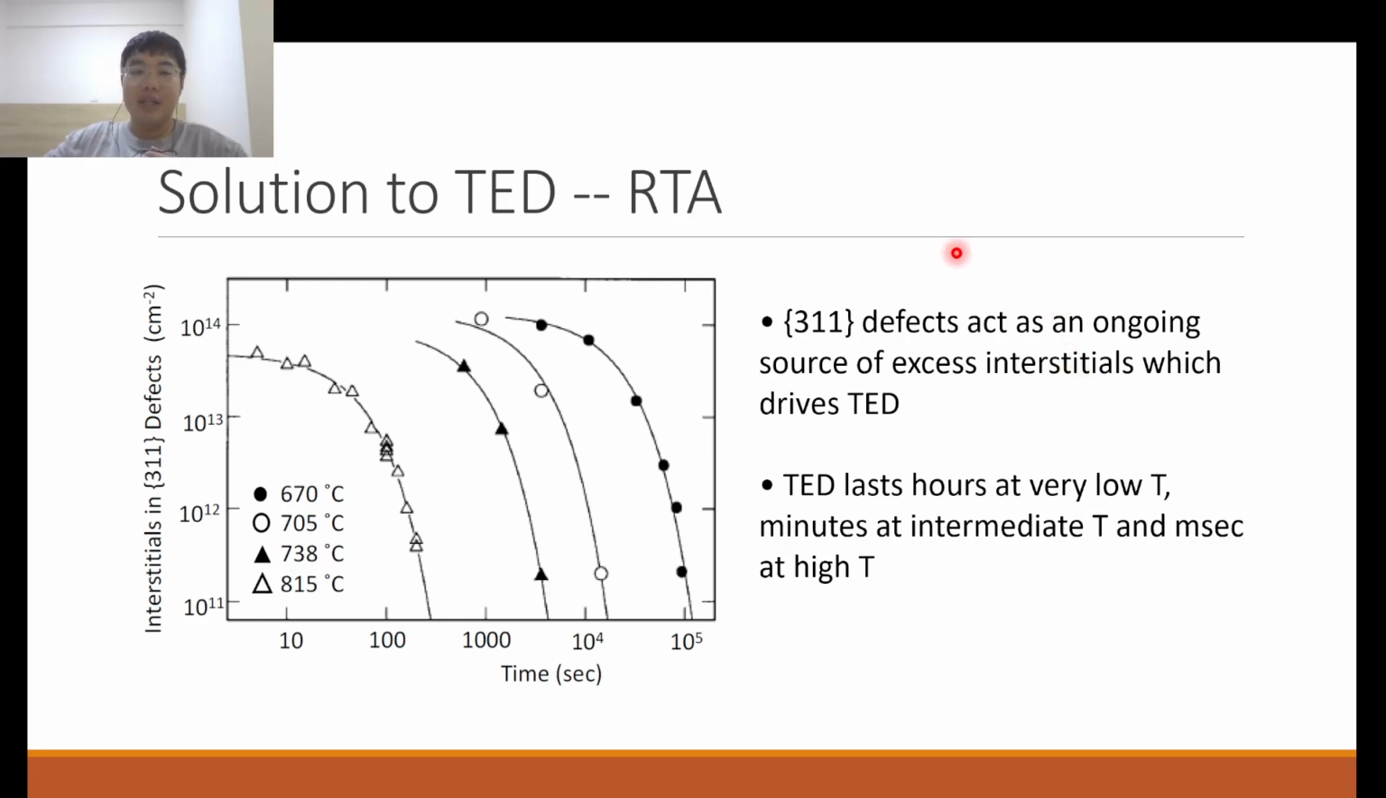We use rapid thermal anneal. We do the annealing step at a much higher temperature, but for a much shorter time. The reason is that at higher temperatures, transiently enhanced diffusion lasts for a much shorter period of time. Your 311 defects last for a much shorter period of time before disappearing at a higher temperature. So we need to use higher temperatures to anneal. But of course, if we ramp the temperature up to achieve the shallow doping, we need to make the time period smaller. So the solution to this is rapid thermal anneal.